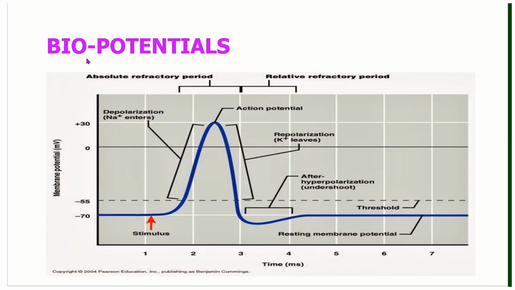Biopotential. Normally, whenever a cell is at a resting state, due to the process of drift and diffusion, the cell is able to maintain its stability of ions inside and outside the cell. At normal resting potential, the cell value is around minus 70 millivolts.